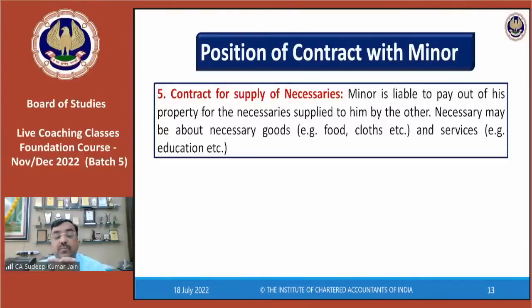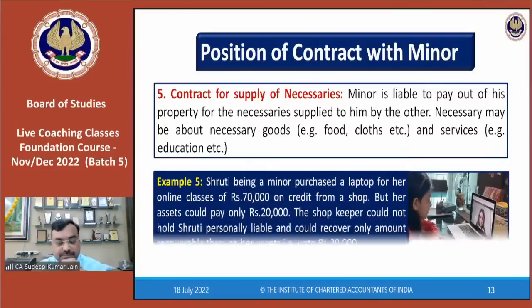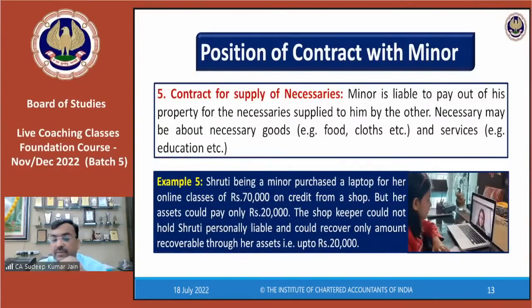Even the minor is liable to pay for them out of his own property. See the example. Shruti, being a minor, purchased a laptop for her online classes for rupees 70,000 on credit from a shop. But her asset could pay only 20,000. You may say that there is only 20,000 in her bank account. The shopkeeper could not hold Shruti personally liable and could recover only 20,000. Minor is liable for necessaries but only up to the asset with him or her.